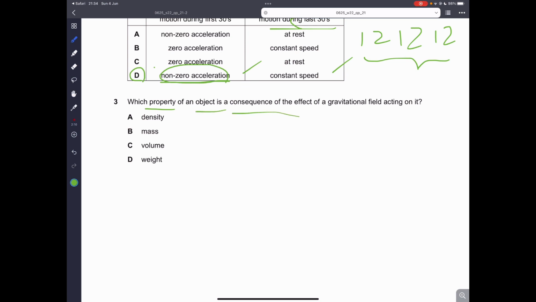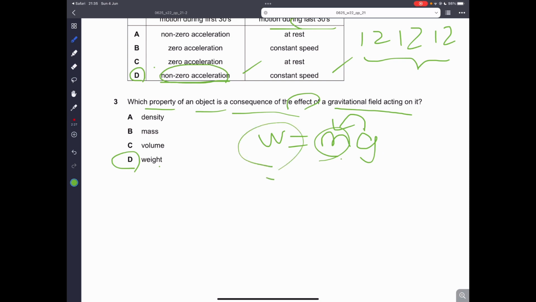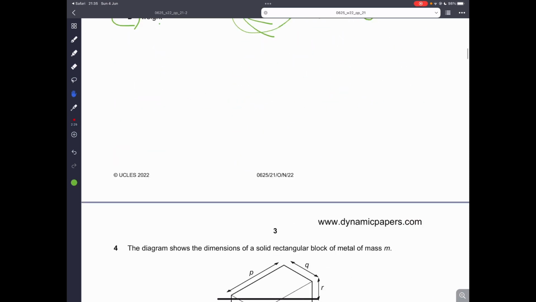Question number 3. Which property of an object is a consequence of the effect of gravitational field acting on it? Well, this has got to be weight, because remember, weight is equal to mass times gravitational field strength. And this gravitational field strength acts on the object mass, and that's why we got this new thing called weight.